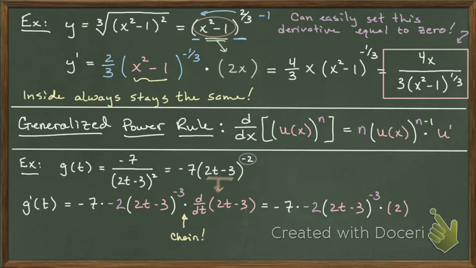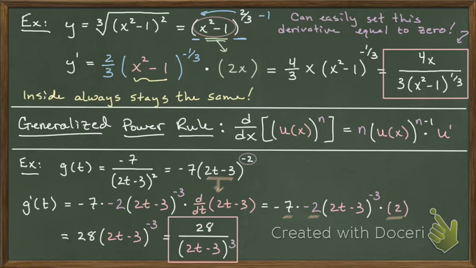Okay. So just simplify a little bit here. This is going to be equal to, I've got negative 7 times negative 2 times 2, and that can all be simplified to a 28, times 2t minus 3 to the negative 3, or written with a positive exponent, 28 over 2t minus 3 to the third power. Okay? Good. So, chain rule is becoming a little bit more clear as we go through these. I've got a couple more examples I want to do with you.